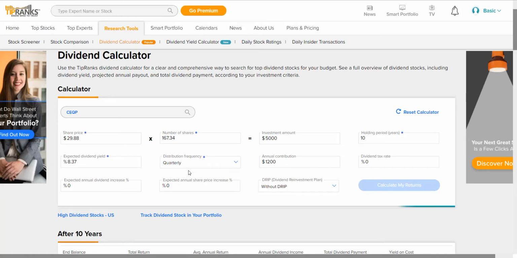But now I want to show you what a big difference it makes when you actually reinvest your dividend payout. So right here, I'm going to select with the DRIP. So this means all the money that we're receiving in the dividend, we are actually reinvesting into the stock. So let me calculate that.